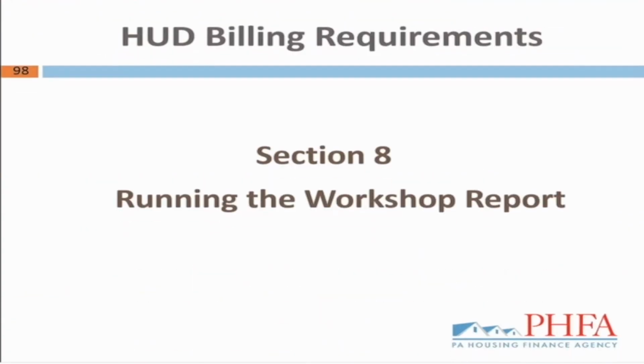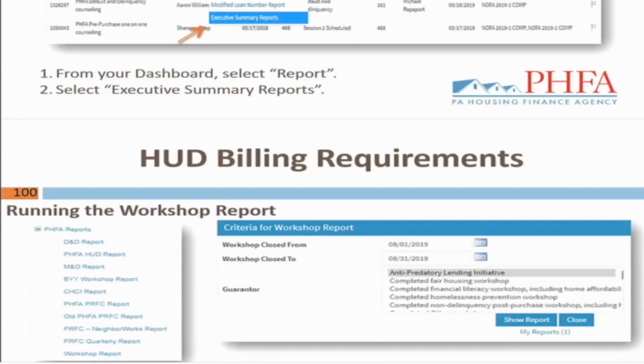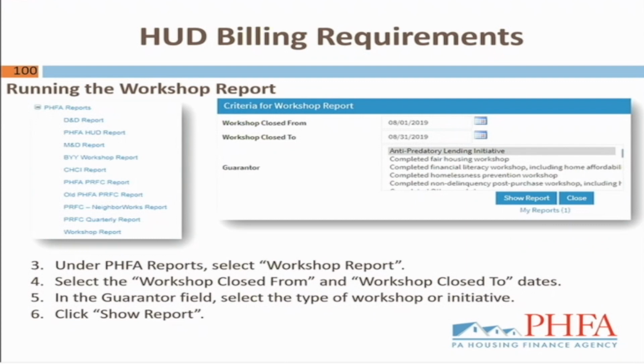Section 8, running the workshop report. To run a workshop report, from the dashboard, select Report, and then on the bottom shown, select Executive Summary Reports. Under the PHFA reports, select Workshop Report. Select the workshop closed from and workshop closed to dates. In the guarantor field, select the type of workshop or initiative. Click Show Report.